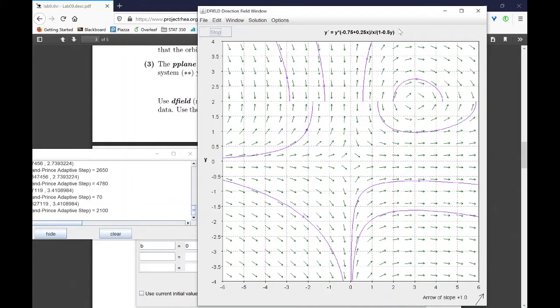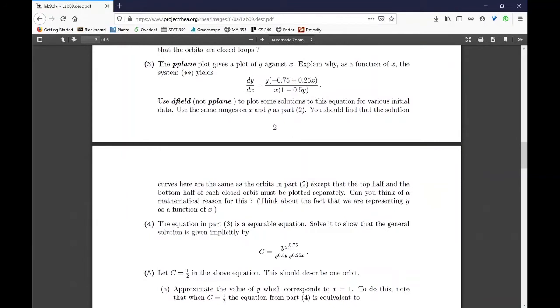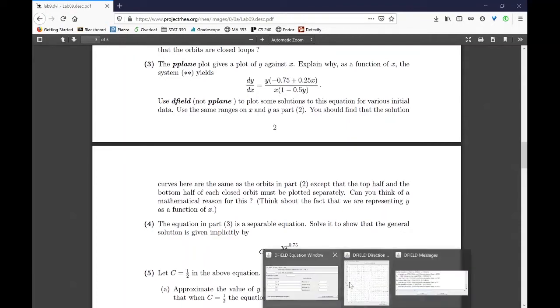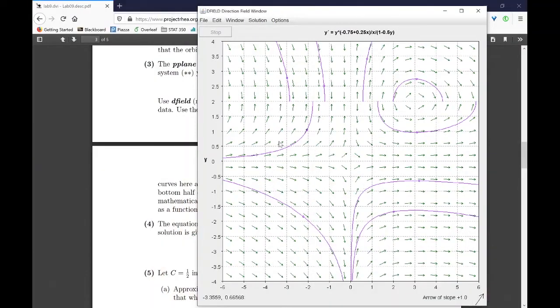So why would that be? Well, it's pretty obvious actually when you look at the equation. The denominator here says that y cannot equal 2. So this means that the derivative is undefined at that point. And so any point where y equals 2, this D field can't graph because, of course, the differential equation is actually undefined at that point.